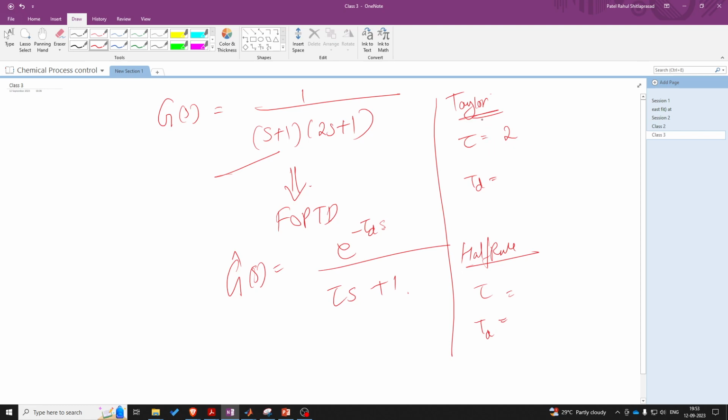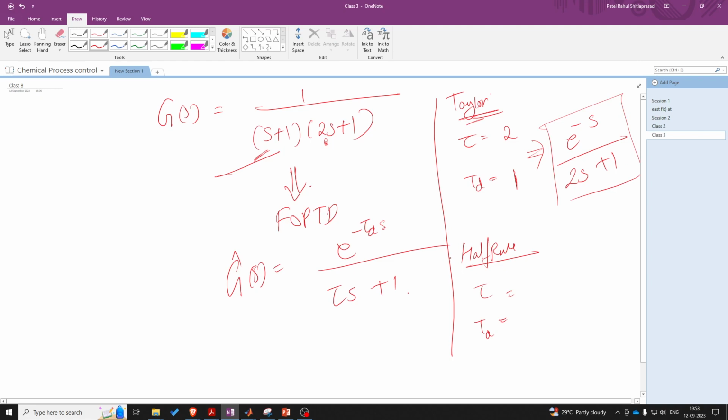whereas for the time delay, we have to neglect the most dominant time constant and then sum all the remaining. Over here there are no further time constants. Once we neglect tau equal to 2, we are only left with tau equal to 1, so that will be our time delay, 1. So this model I can write as e raised to minus s upon 2s plus 1.